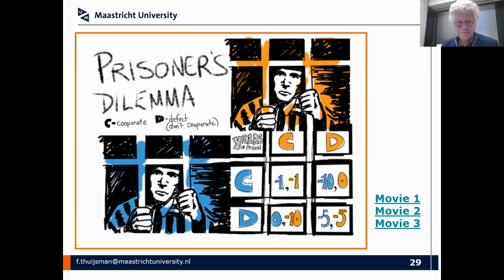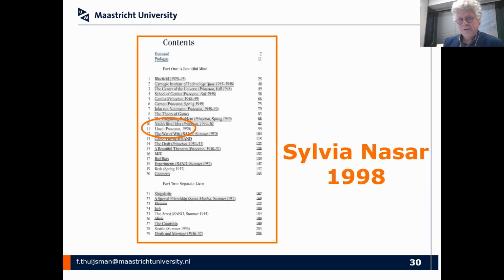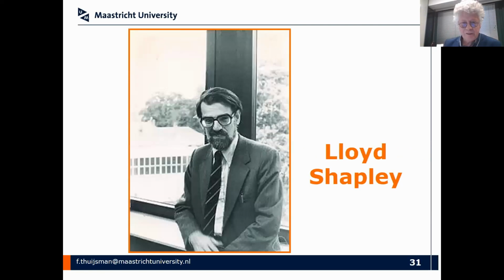Now, back to this book that Sylvia Nasar wrote on John Nash's life in 1998. If you look at the contents of this book, there's a chapter titled Lloyd. And it says Princeton, 1950. Now, Lloyd in Princeton in 1950. Who's that? Well, that's Lloyd Shapley. That's the next person on my list.